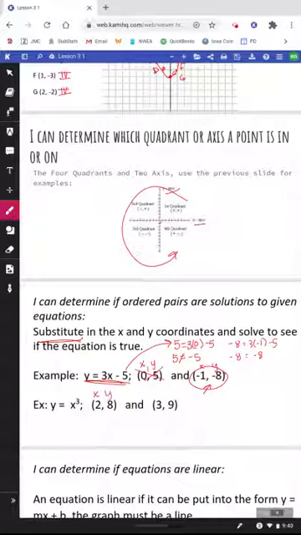The next one is y equals x cubed. So for the first one, I would do 8 equals 2 cubed. And 2 cubed is 8, so that's true. The second one, 9 equals 3 cubed. Well, 3 cubed is 27, so that is not true. So that is not a solution.